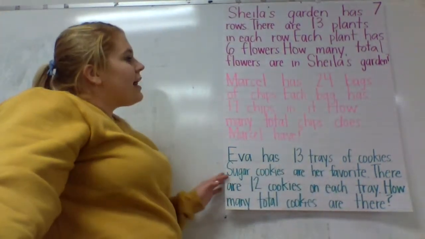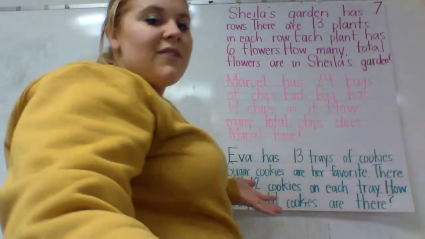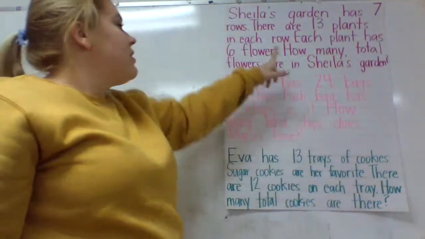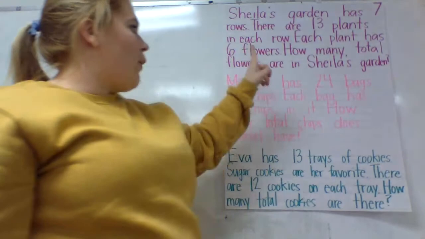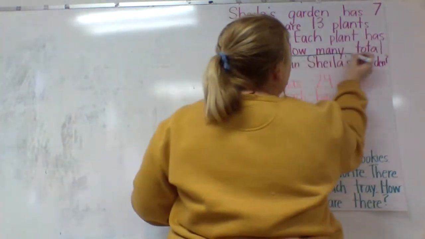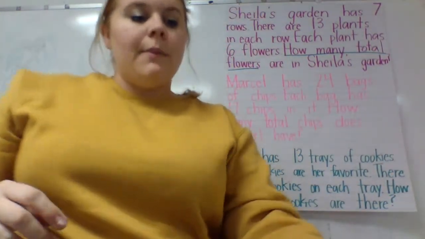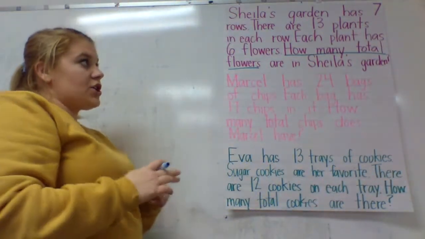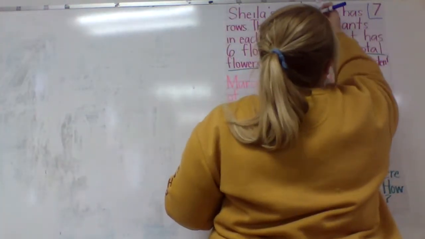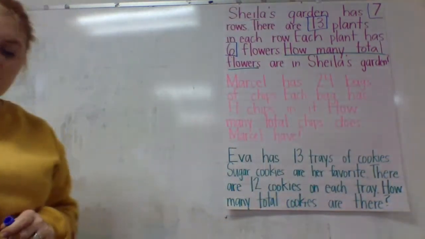Then we need to think, what do they want? What kind of answer do they want? And normally you're going to see that question mark where you want that. So we see how many total flowers are in Sheila's garden. So they want to know how many total flowers. That's what they want from us. But how do we give it to them? One thing we're going to do, so we know we need all of this, we're going to go through and box in our numbers. When we box in our numbers, we know where to look.